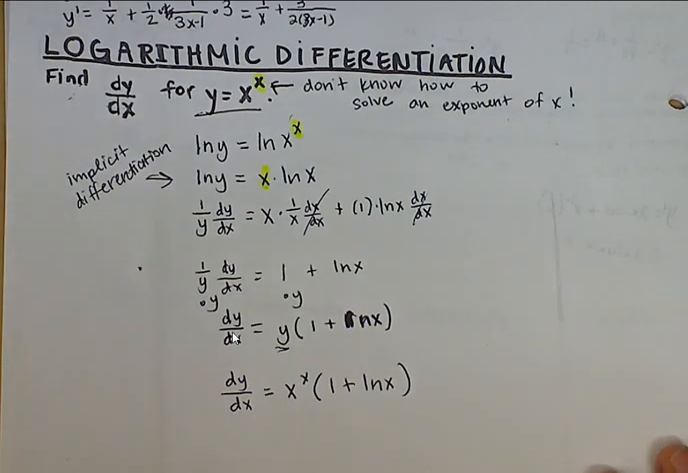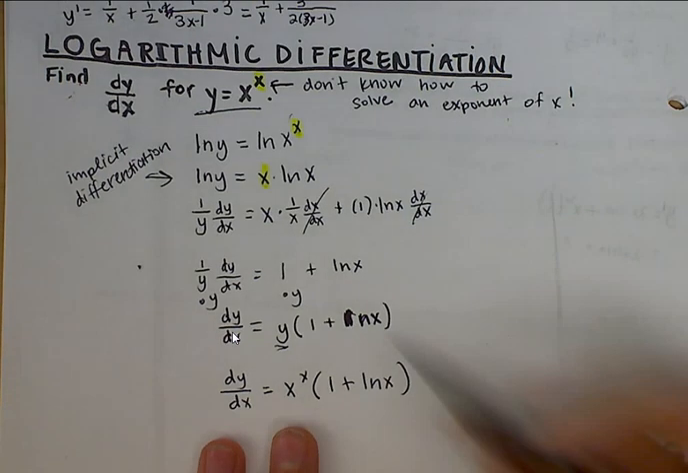This is logarithmic differentiation, because I used logs first, the natural log, to fully solve for this, to get rid of that exponent.